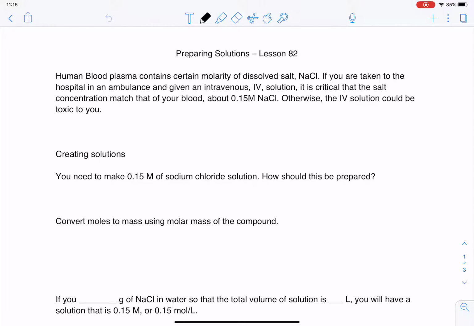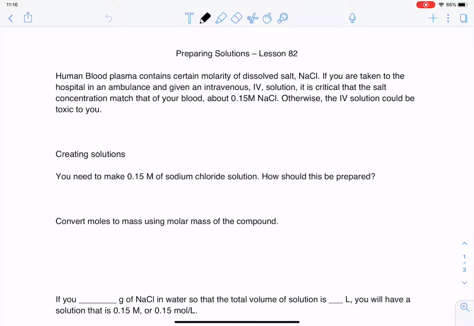I split this up into two videos just because of the amount of example problems and just how long these videos will be. So the first video is going to cover the first two example problems, basically the first page and a half. When we are preparing solutions, say we are in the lab, it's our responsibility to be able to make different concentrations of substances and to calculate that on our own.